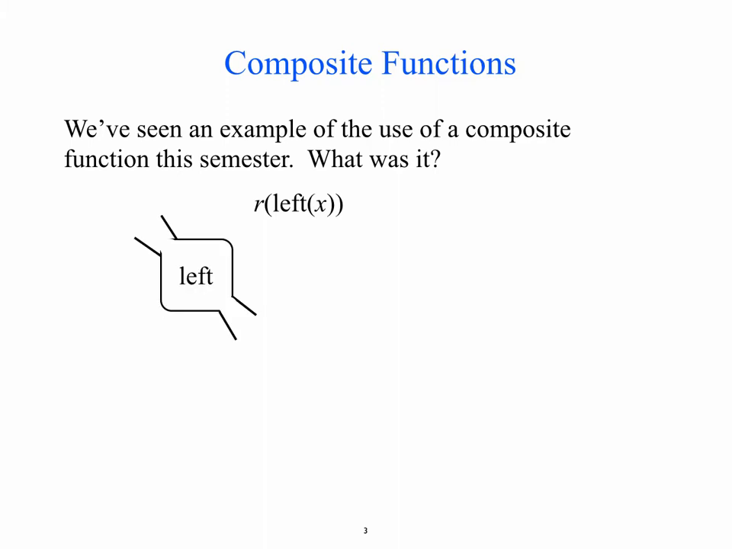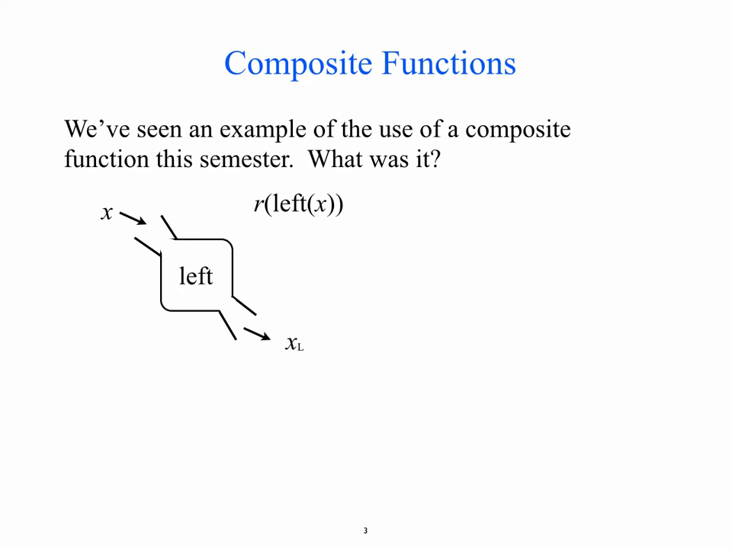So let's actually see how it worked, right? So we have this left function, okay? And we take x, right, as our input for the whole composition. So we input x into left. And what comes out? Left of x, right? So we had a shorthand for that. So I'm just going to call it x sub l, okay?